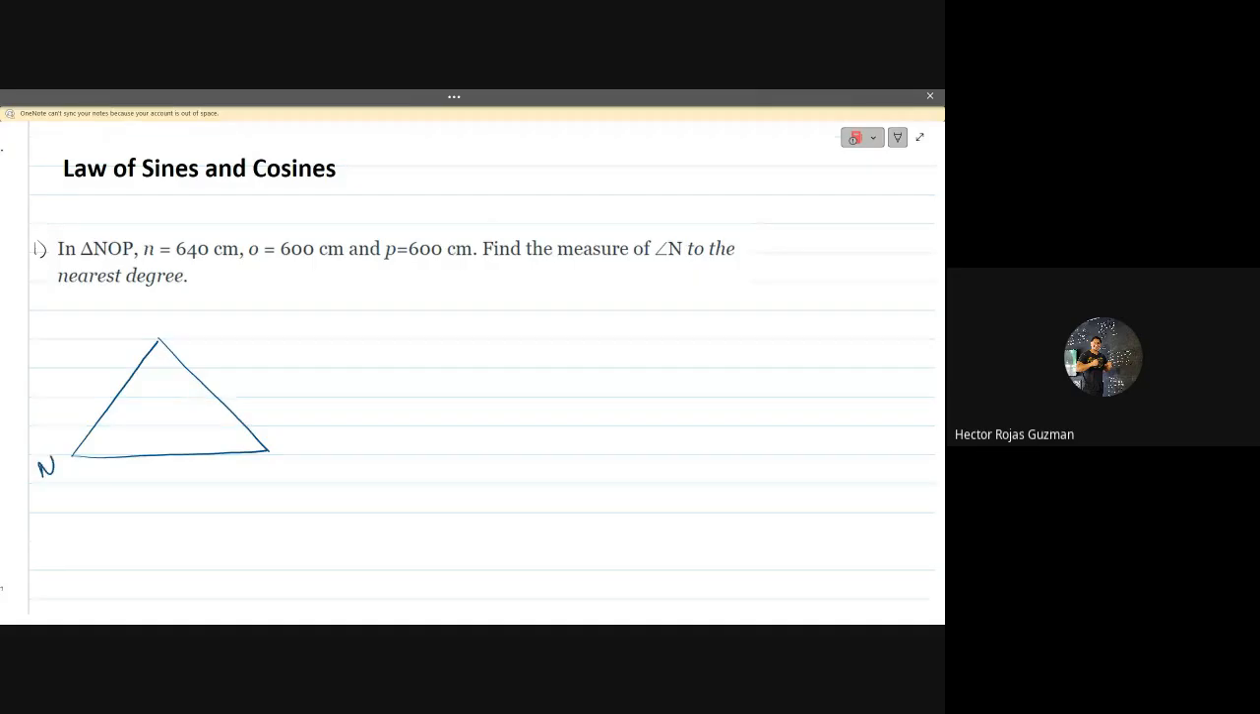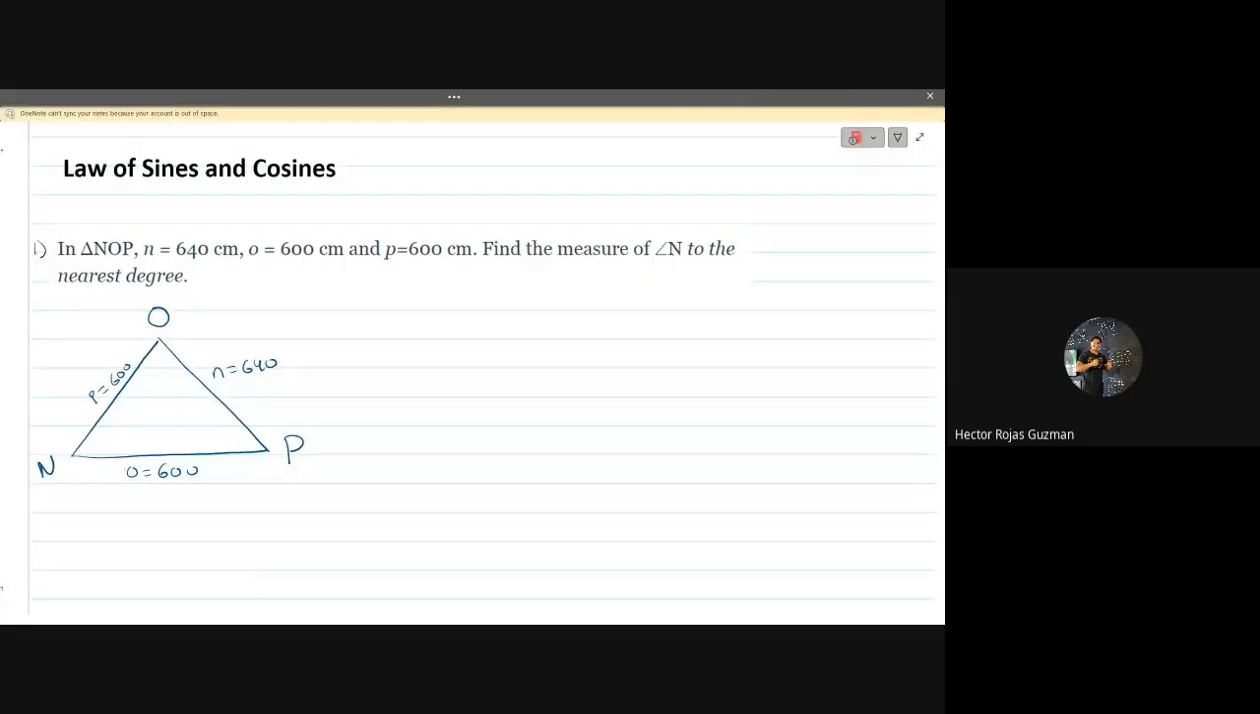And across every angle, you're going to have basically the side with the same letter. So across N, we're going to have little n, and little n is 640. Across O, we have little o, and little o is 600 centimeters. So finally, little p is also 600 centimeters.